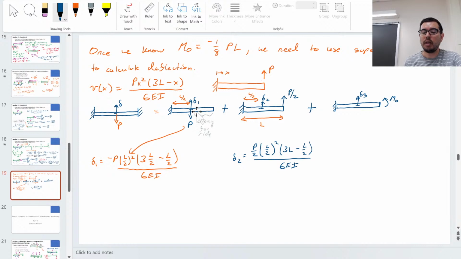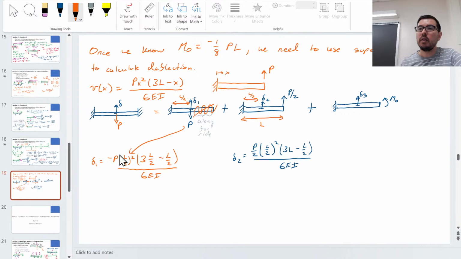Right? You can essentially delete all of this, you just get rid of it. And then it's just a situation on a shorter beam. That's right, you've got it. So then I change my L here from L to L over 2. Does that make sense? Yeah, I got it. And then the third one.